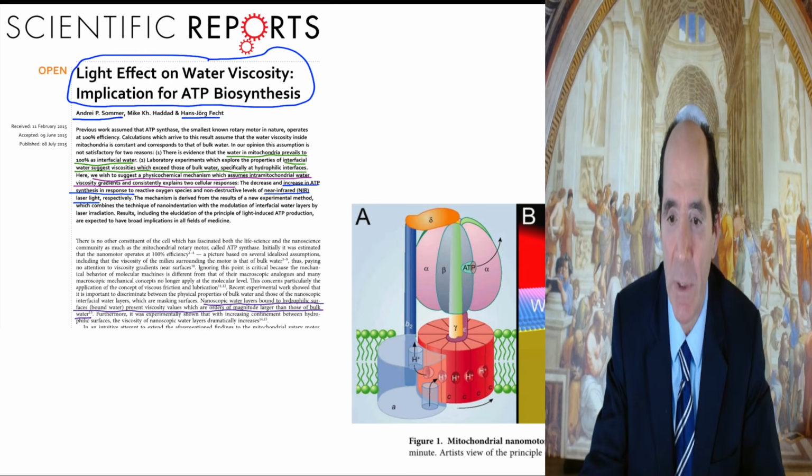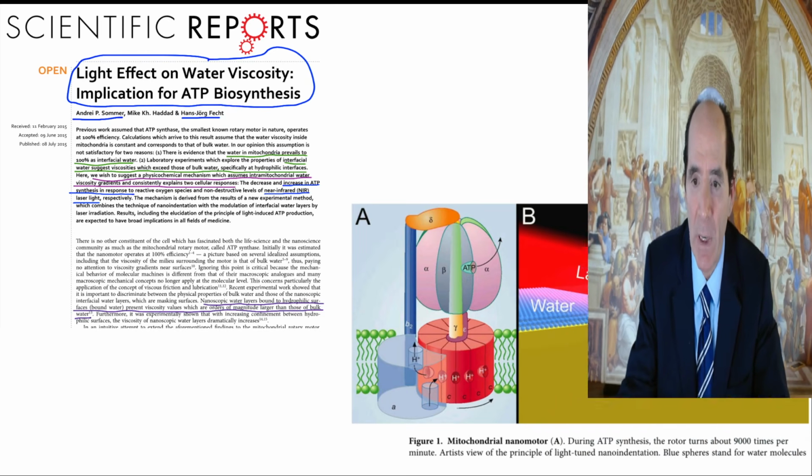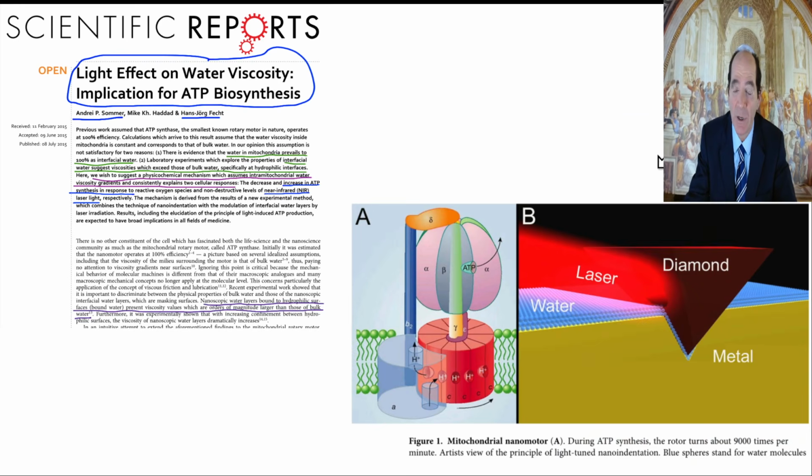So what this is about is the infrared light that comes from the sun, also comes from incandescent light bulbs. It's interacting with the water around the ATP synthase enzyme that makes ATP inside the mitochondria. And it's changing the water from a gel into a liquid phase, and that's enabling ATP synthase to spin faster. The ATP synthase is like a motor. They call it a nanomotor because it's very small. It can spin 9,000 times in 1 minute. Think how fast that is, 9,000 times in 1 minute.